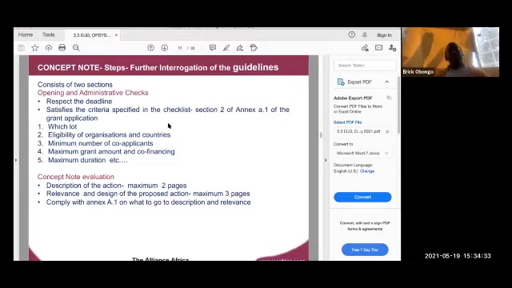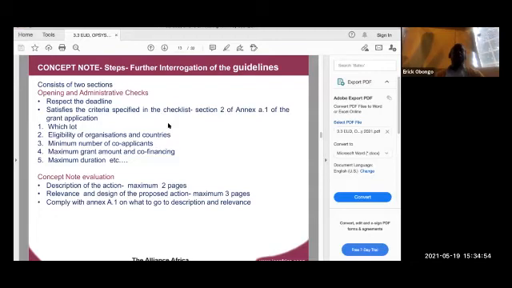But over and above that, there are specific issues which need to be looked into. One of them, you need to ensure that when you are writing your concept note, it complies with the specific requirements which are being given.